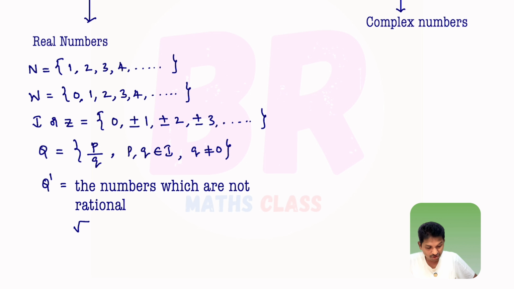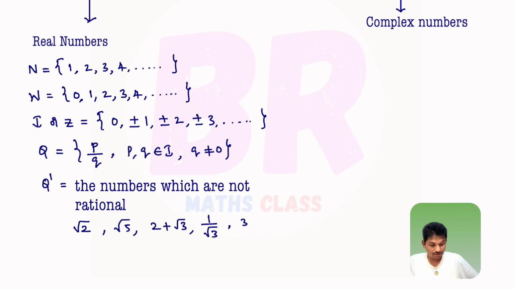For example, you take root 2. Root 2 is not rational. Why is root 2 not rational? See, root 2 can be written as root 2 divided by 1. You may say that it is in the form of p by q. But root 2 is not an integer, right? So clearly it is not a rational number. Root 2, root 5, right? 2 plus root 3, right? 1 by root 3. These are all not rational. These are all irrational numbers, right? The numbers which are not rational are called irrational numbers.